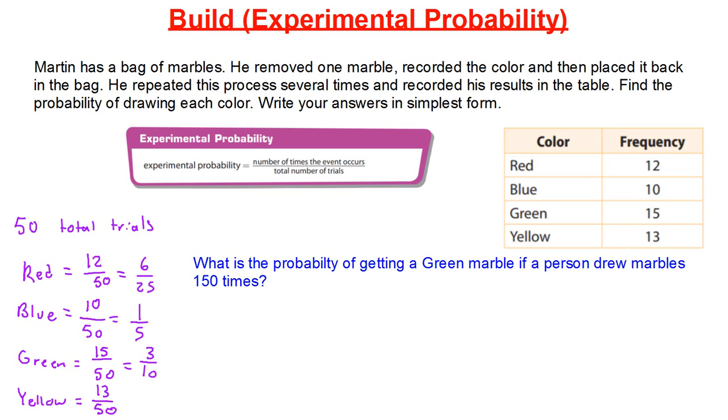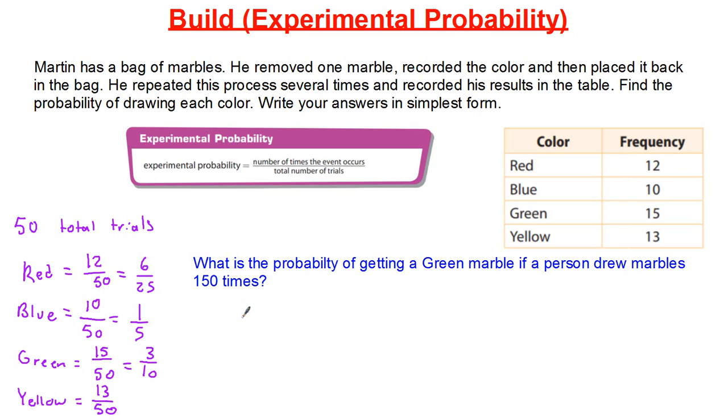Okay, so we've learned about theoretical probability as well as experimental probability, but let's talk about making some predictions based off of the probabilities that we have. So I'm going to use experimental probability in this example in order to make some predictions. As you saw from the last video, these are the 50 total trials for red, blue, green, and yellow. What I want to figure out is the probability of getting a green marble if a person drew marbles 150 times.